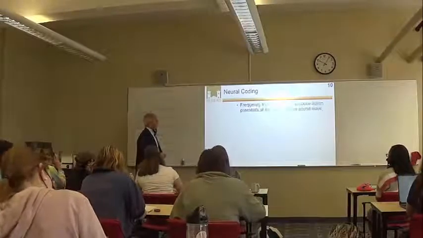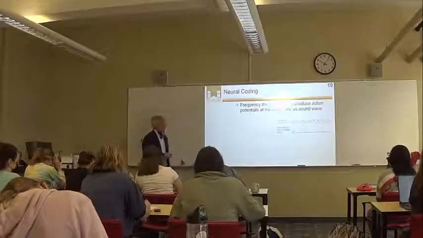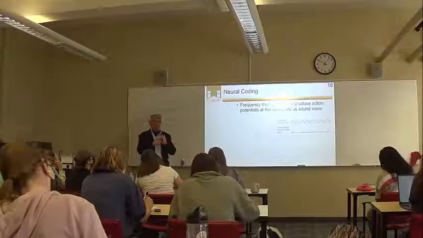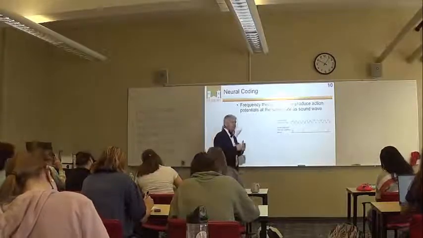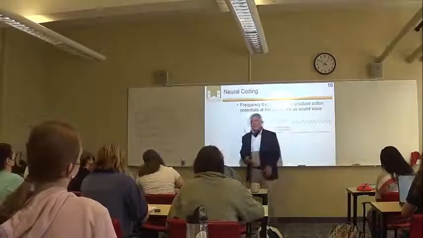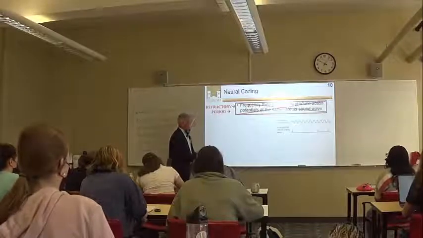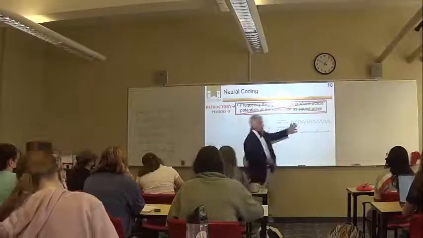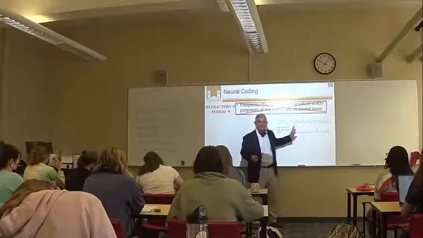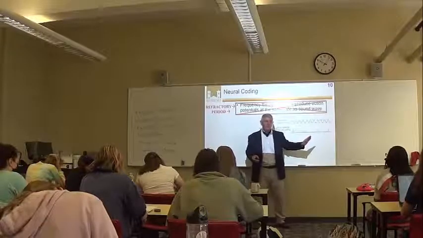All right, neural coding. The first idea of neural coding was, hey, if we're bouncing on these hair cells and producing action potentials, the action potentials could line up in frequency, right? The problem with that is that once you get above 100 hertz, we have that refractory period, and we can't fire action potentials 5,000 times a second, right?